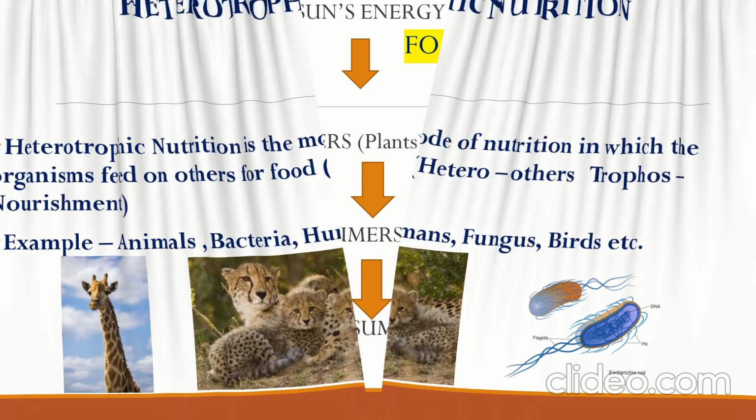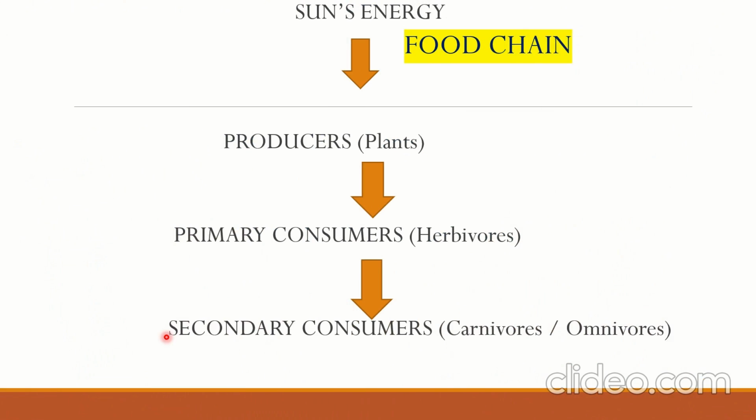are heterotrophic. So we know that there are two types of nutrition: autotrophic nutrition, in which plants prepare their own food, and heterotrophic nutrition, in which organisms depend on other organisms for food.